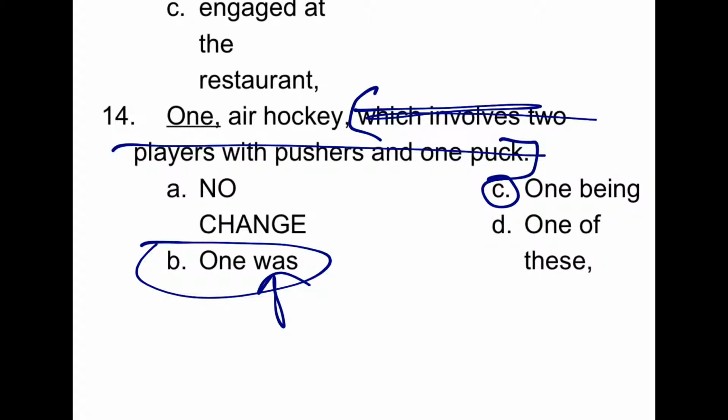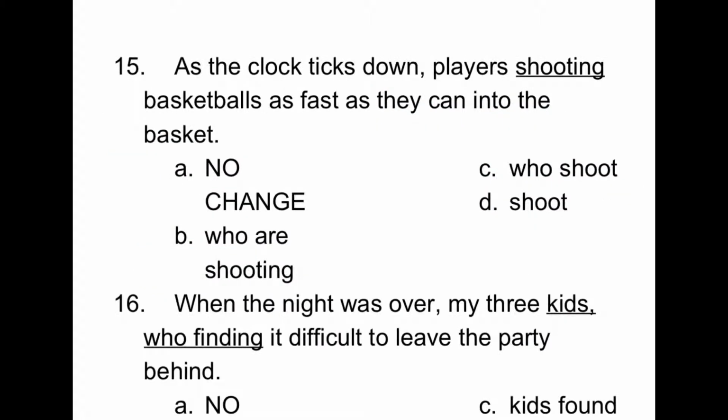It's right there, B. 15, as the clock ticks down, players shooting basketballs as fast as they can into the basket. You might have noticed we're missing a verb. D replaces that participle, shooting, with the main verb, shoot.